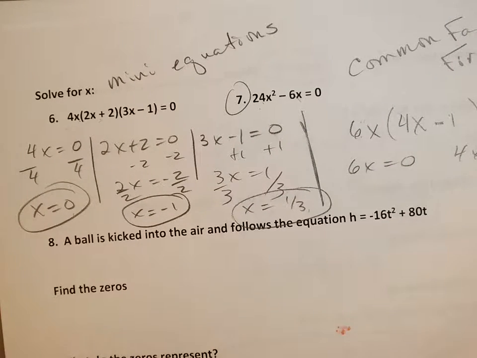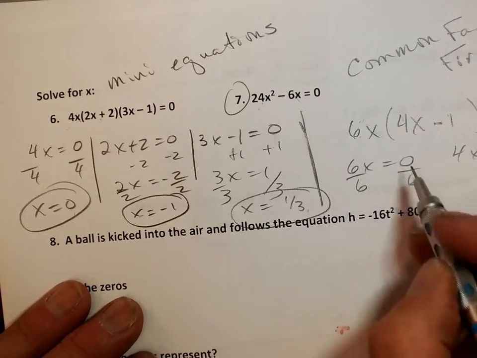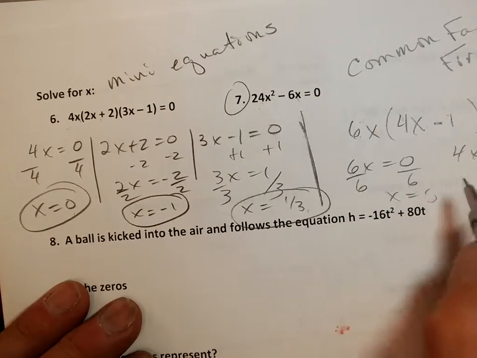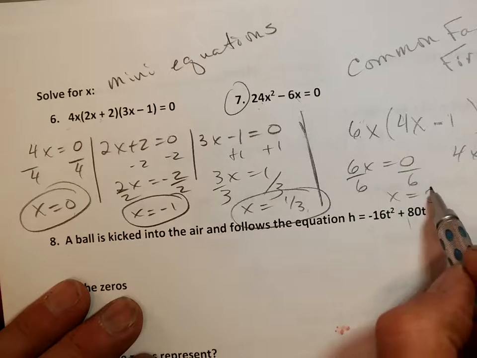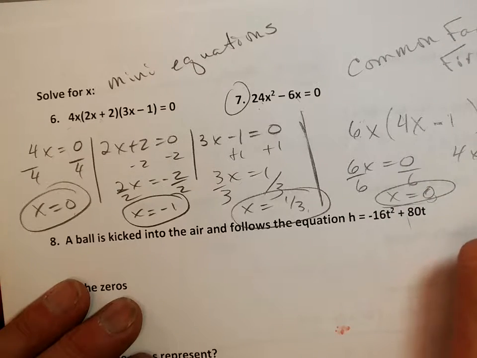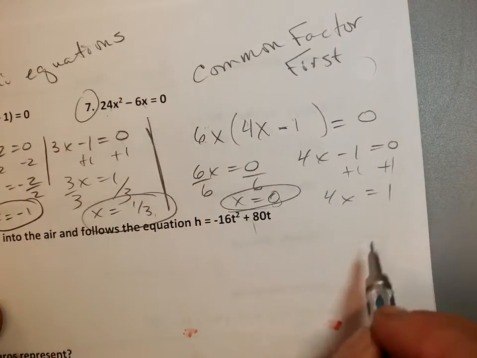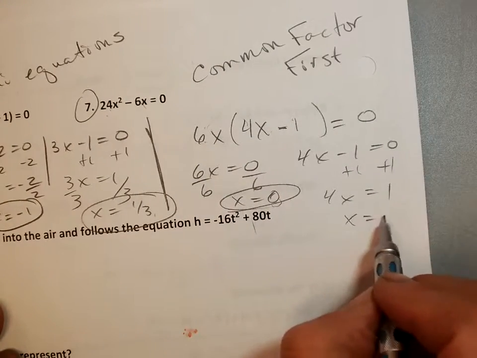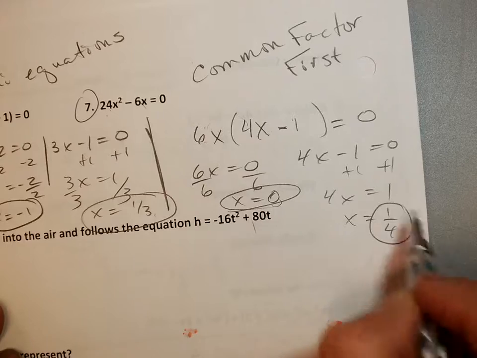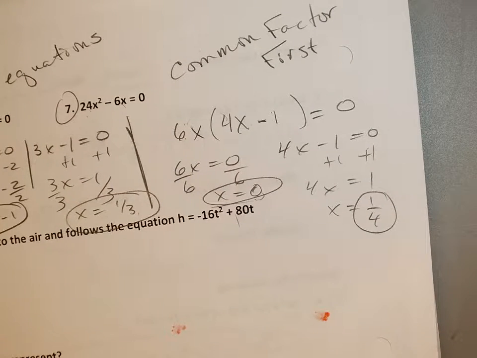So I'm going to divide by 6, divide by 6. One answer is 0. Plus 1, 4x, thank you, Isaac, equals 1. Divide by 4, the other answer is 1/4. Okay? That one's a little bit harder, isn't it? But you can do it. I did it a different way. Yeah. Okay? Now, number 8.